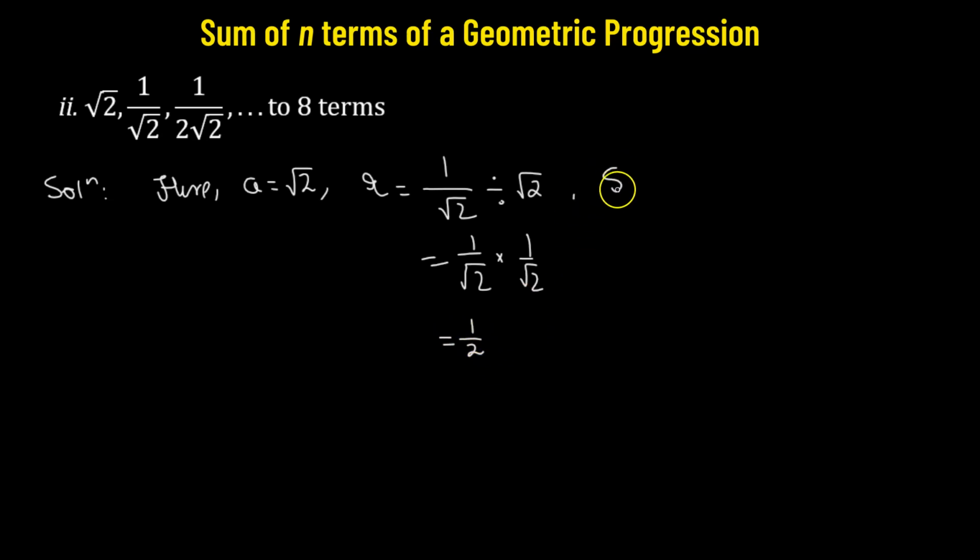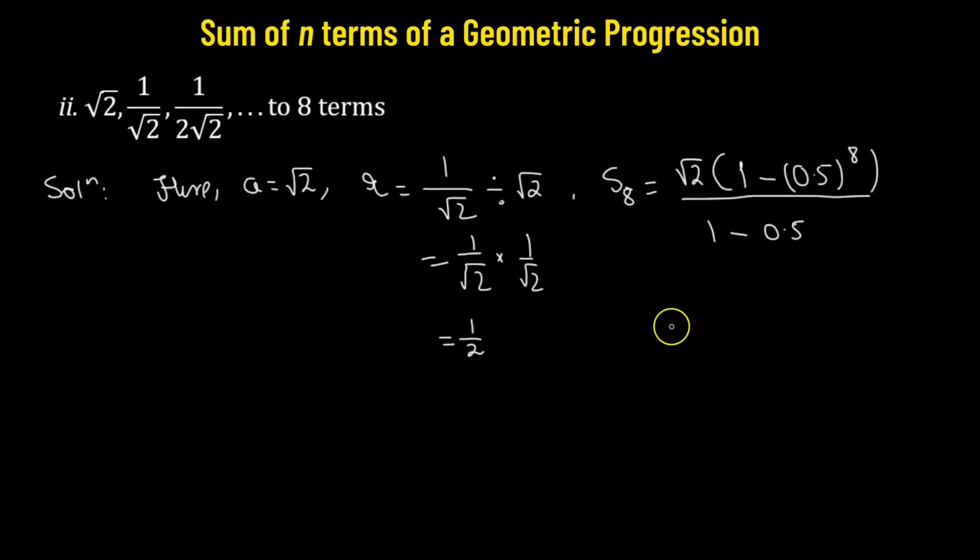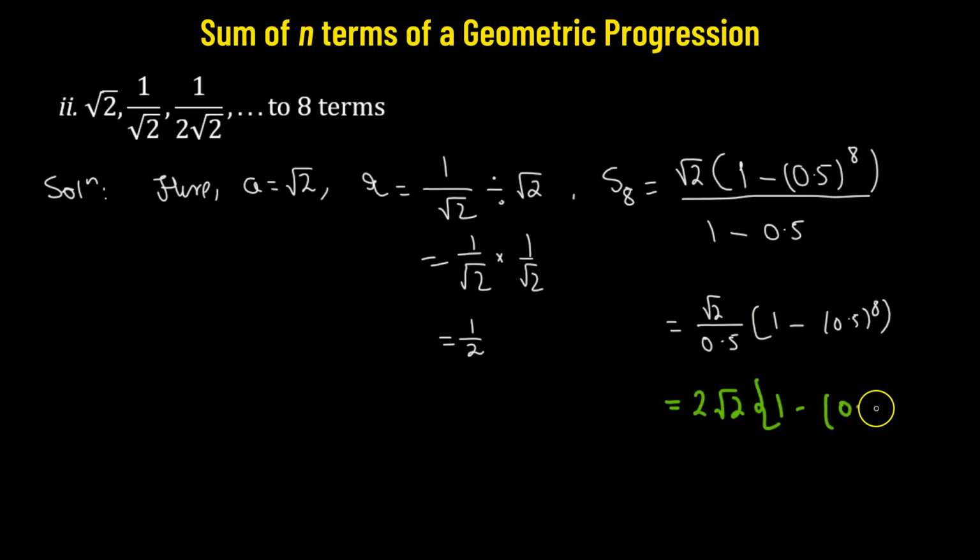Now we need to find out the sum to the 8 terms. So this will be equal to the first term, a, multiplied by 1 minus r. So r value is 0.5 raised to the power of 8 divided by 1 minus half. That is 0.5. So this is going to give us square root of 2 divided by 0.5 multiplied by 1 minus 0.5 raised to the power of 8. Or in simple terms, this will be 2 times square root of 2 multiplied by 1 minus 0.5 whole raised to the power of 8. So this is going to be the sum to the 8 terms of the given geometric progression.